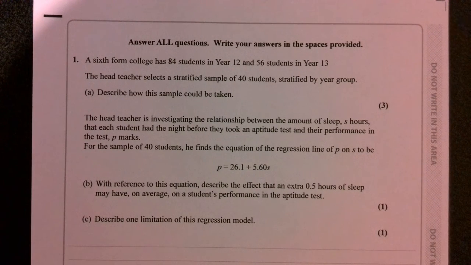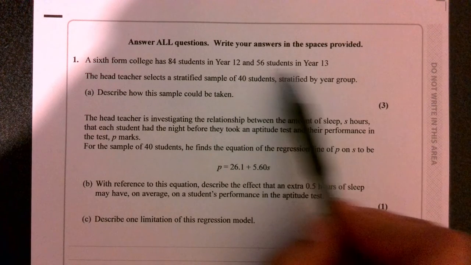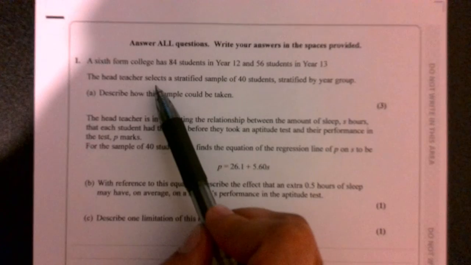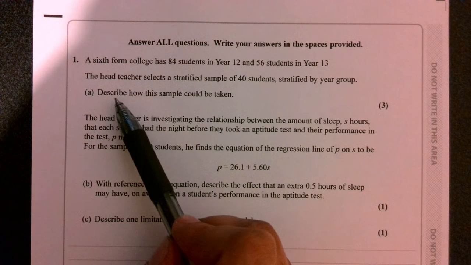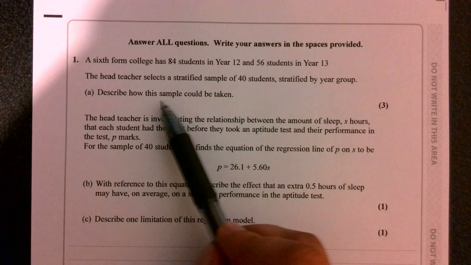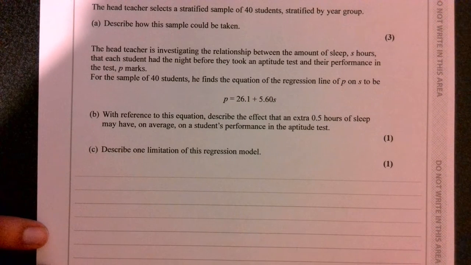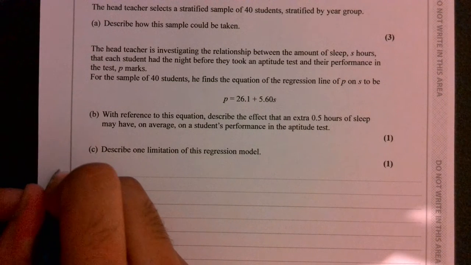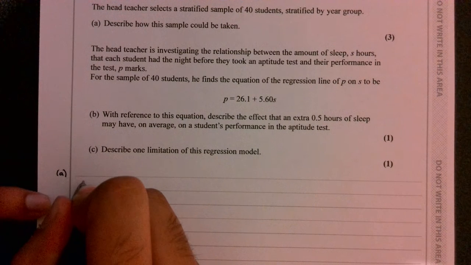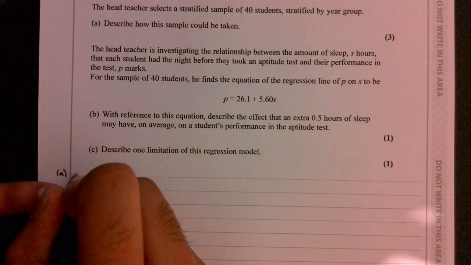Question 1. We have a sixth form college which has 84 students in year 12 and 56 students in year 13. The head teacher selects a stratified sample of 40 students, stratified by year group. For part A, we have to describe how this sample could be taken. So, for part A, we have over here 84 students who are in year 12 and 56 who are in year 13.